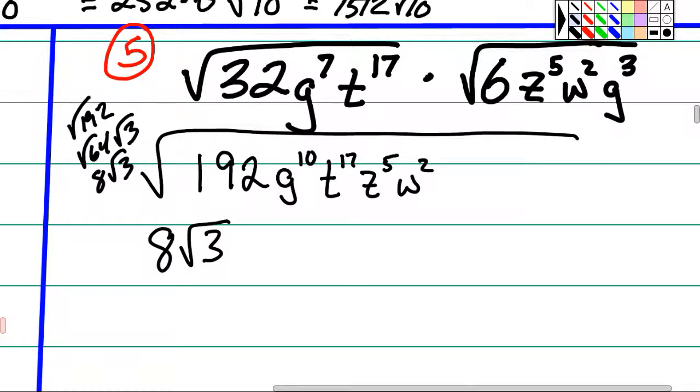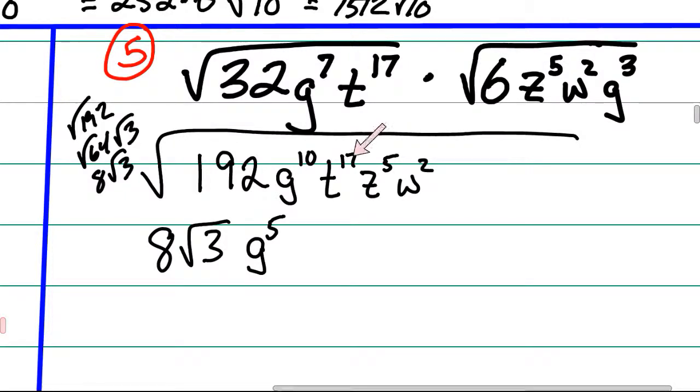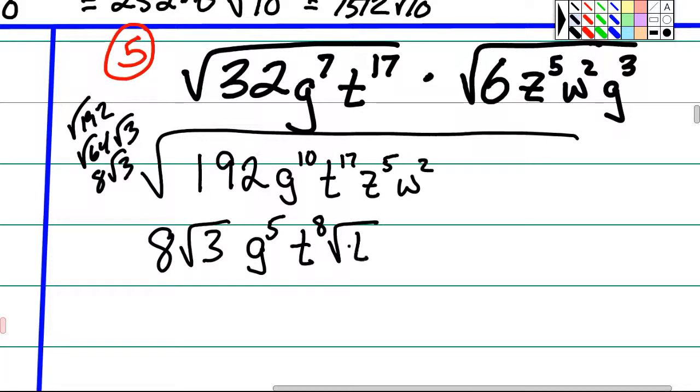Okay. How about the square root of g to the 10th here? Well, how many groups of 2 can I take out? Well, 5. Any stragglers left inside? Nope, I got them all out. Let's go on to t now. How many groups of 2 can I take out of 17? Well, I can take 8 groups out, right? So, taking 8 groups out. And then is there anything left over? Any stragglers? Yeah, there's that one left over, that 17th t that's stuck inside.